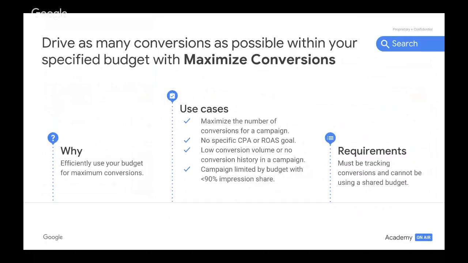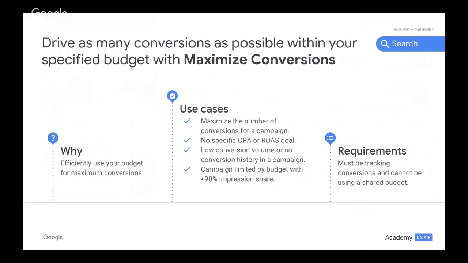This is probably ideally used if you don't have a specific CPA or ROAS goal that you're looking to achieve, and you're just trying to drive as much volume as possible. Another important aspect to note here is that maximize conversions will work particularly well with limited by budget campaigns. So if you have a campaign or a number of campaigns in your account that are getting that red limited by budget flag, maximize conversions is a great fix to get as many conversions within that limited by budget campaign, if we can't increase that budget at this time.